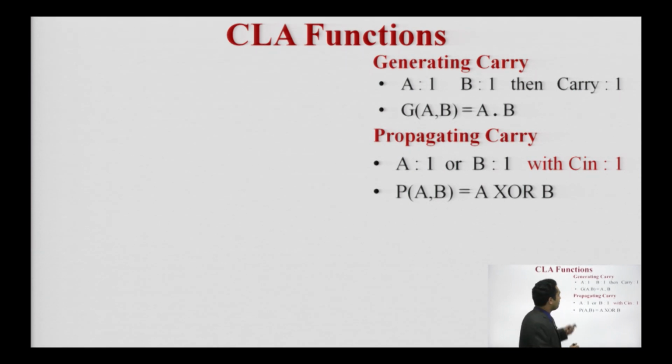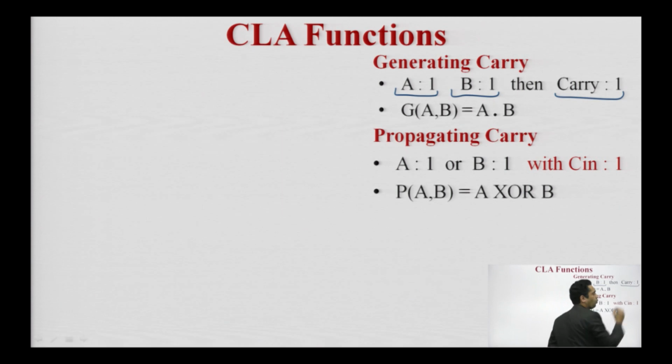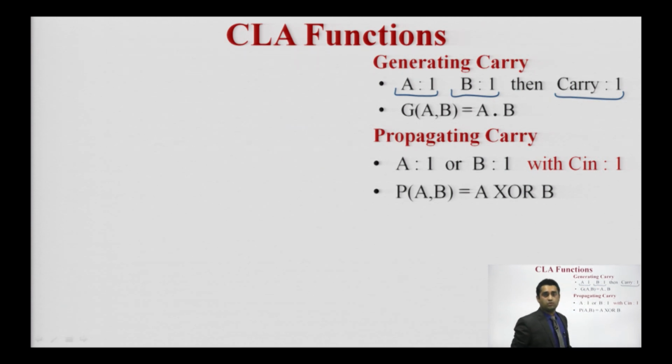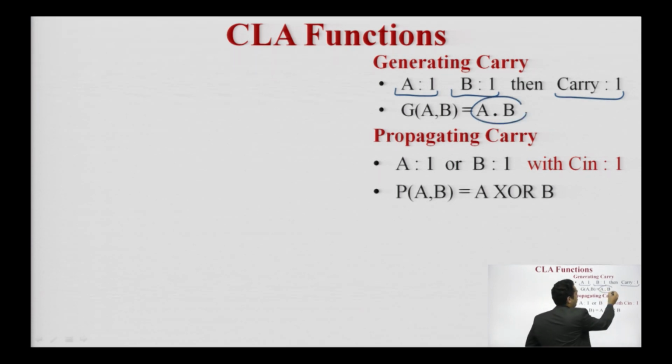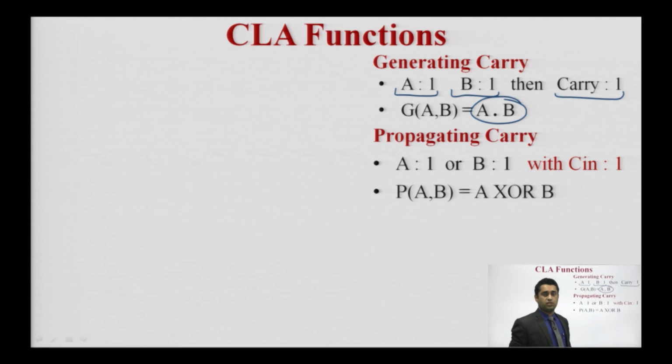So this generating function says if A is 1 and B is 1 only, then we are getting a carry 1. So which gate are we using here? I have also discussed in detail in the logic operations of the ALU that this is an alias of the AND operation. So here we are using A dot B as a generating function. The representation of this function is G, which represents the generating one, and A, B are my inputs. So it is A dot B.